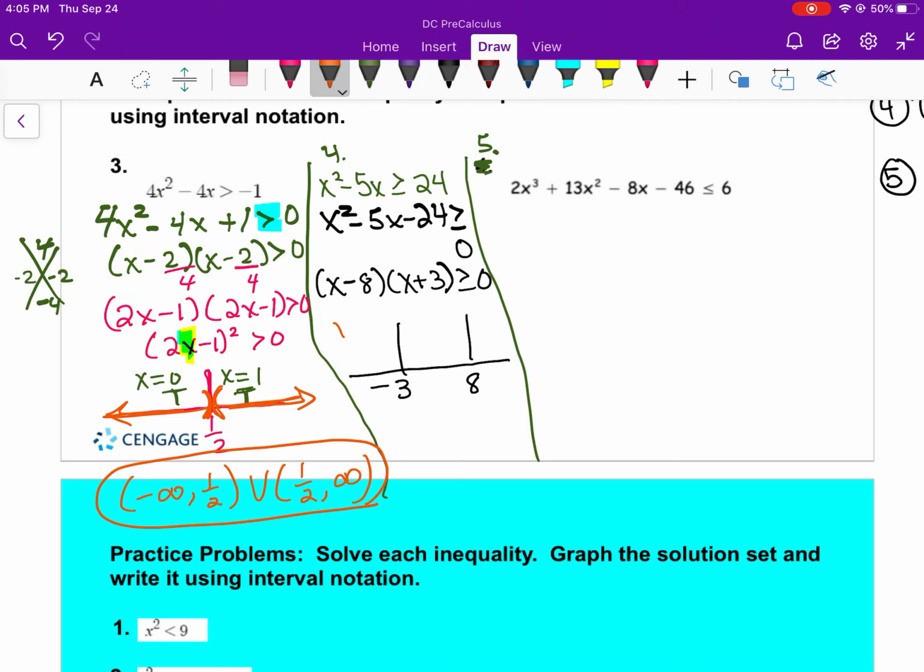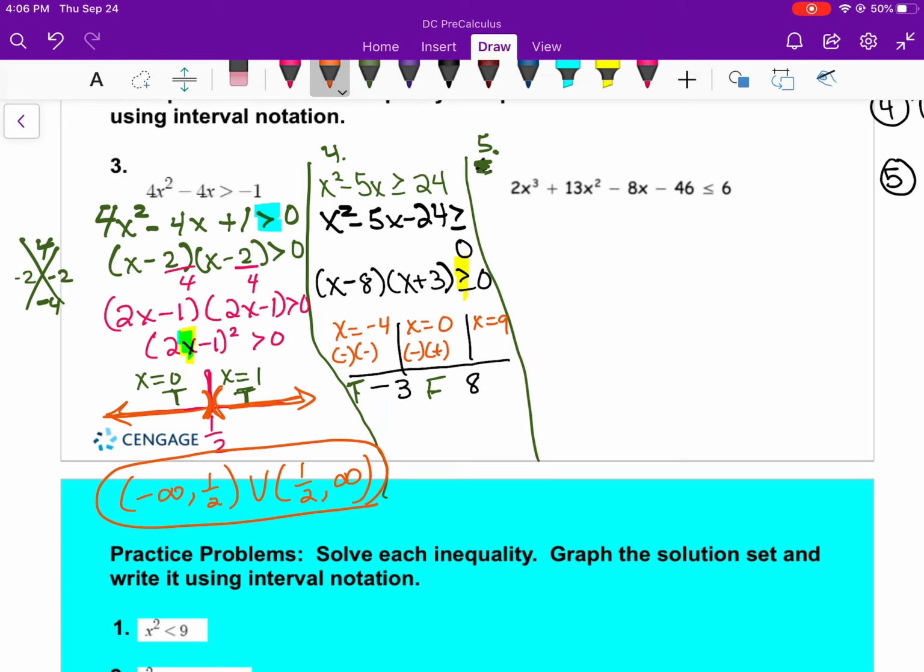So I'm going to say x is negative 4. I'm going to just go with 0, and I'm going to go with 9. Negative 4 is going to give me negative 4 minus 8, so a negative. Negative 4 plus 3 is a negative. A negative times a negative is a positive, and that is what I want. So true. 0 will give me a negative 8 times a positive 3, and a negative times a positive is a negative. And so I'm going to say false here because I want positive.